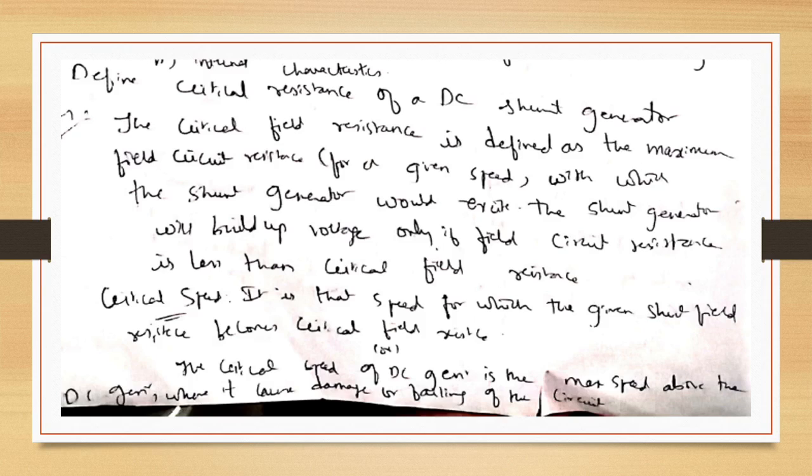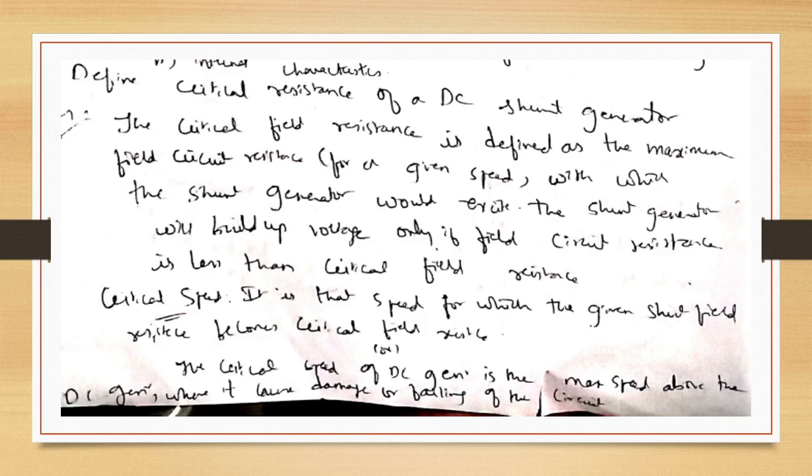Now, let us come to our topic, that is define critical resistance of a DC shunt generator. Critical field resistance is defined as the maximum field circuit resistance for a given speed with which the shunt generator would excite. Okay. What is the critical field resistance? It is the maximum field resistance with which the shunt generator will excite. Excite means what? Excitation means switching on. Okay, that is called as excite. The shunt generator will build up voltage only if a field circuit resistance is less than the critical field resistance.